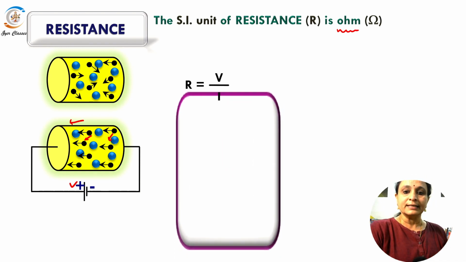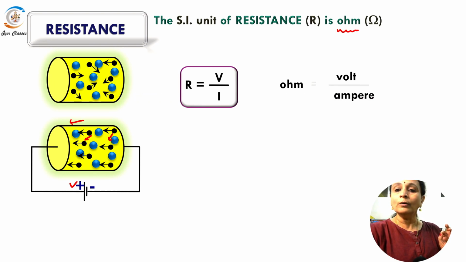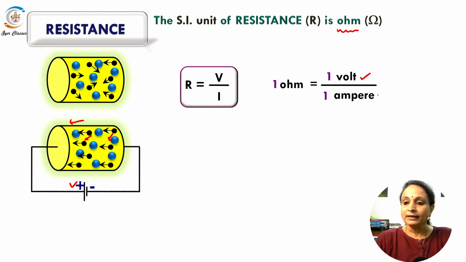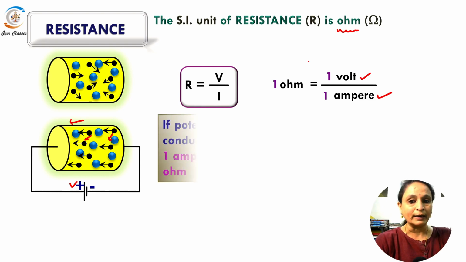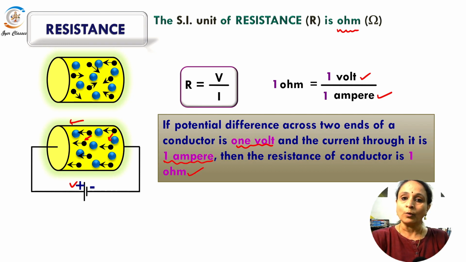Okay, now the resistance, R is equal to V divided by I, and ohm is the unit of resistance. So what is 1 ohm? 1 ohm is equal to 1 volt divided by 1 ampere. That is the definition of 1 ohm, right? If the potential difference across the two ends of the conductor is equal to 1 volt and the current through it is equal to 1 ampere, then the resistance of the conductor is said to be 1 ohm, right? This is the definition of 1 ohm, right?